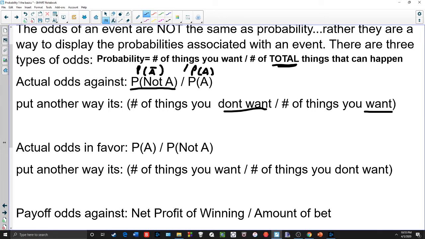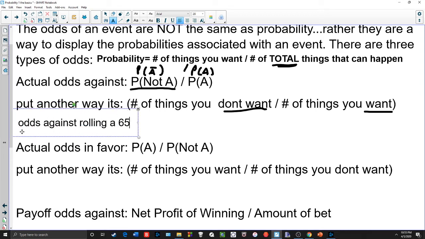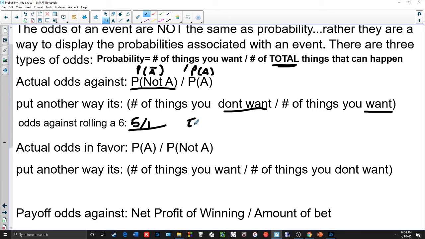So if I, for example, said the odds against rolling a 6, we'll say on a standard 6-sided die. Odds against rolling a 6. Well, there's 5 ways I cannot get a 6 and 1 way I can. So the odds against rolling a 6 is 5 to 1. Usually it's written with a colon, so 5 to 1. That's usually how it's said.